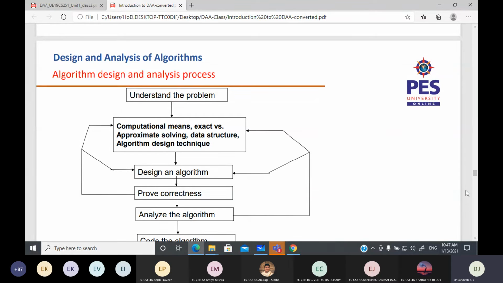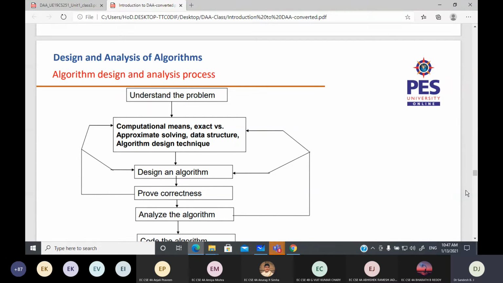If it is correct, then you proceed to analyze the algorithm. If you see that for any of the different cases of input you are giving, it is not giving proper output for certain cases, then it indicates that the algorithm is not correct. Then you come back and do this process again, right?